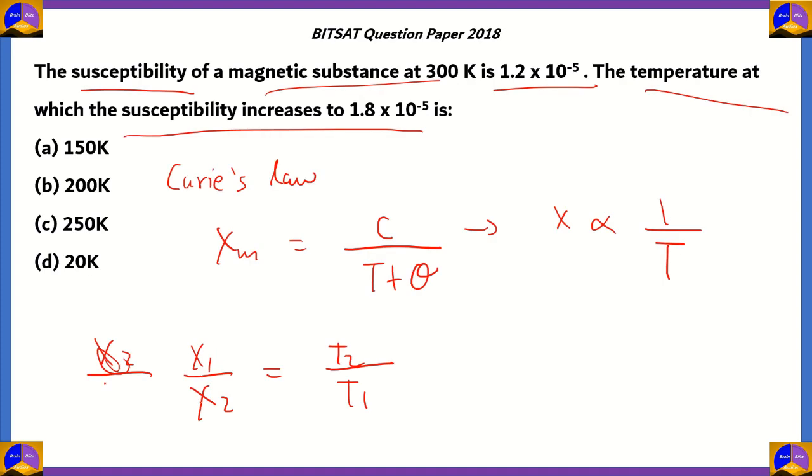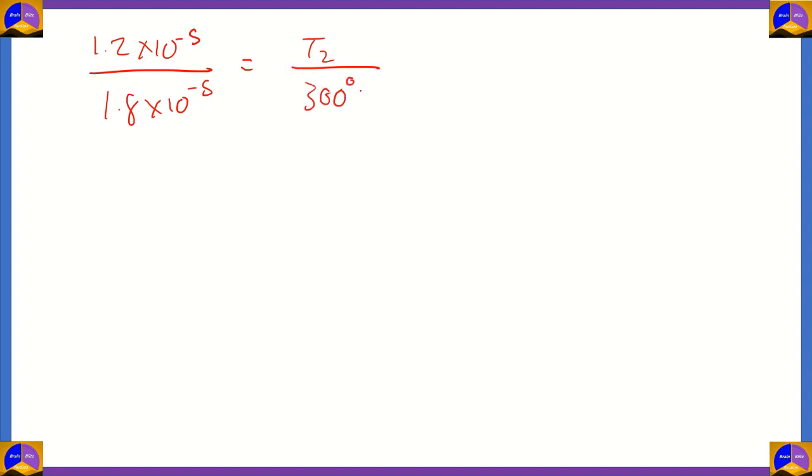Now we'll apply the values. The first susceptibility value given is 1.2 into 10 raised to minus 5. And the susceptibility at the second temperature is 1.8 into 10 raised to minus 5. The second temperature is unknown, but the first temperature is given as 300 degrees Kelvin. So over here you can cancel 10 raised to minus 5, and you can multiply 10 on both sides, so you get 12 by 18 equals T2 by 300 degrees Kelvin.